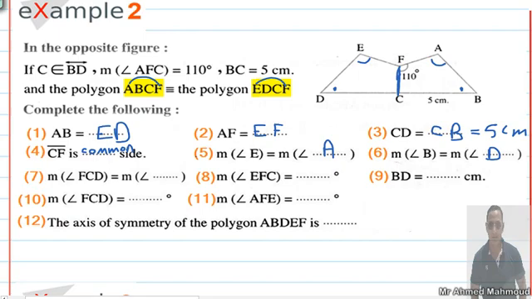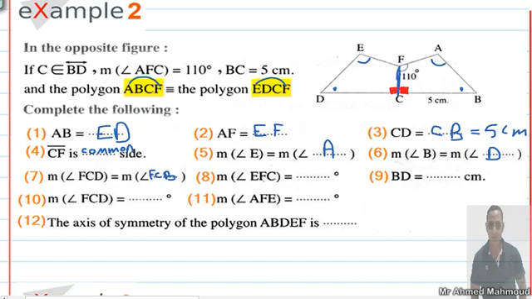Measure angle FCD equal to what? FCD is equal to FCB. I drew the right angle symbol because these are two right angles, 90 and 90. Then it will be FCB. Okay.